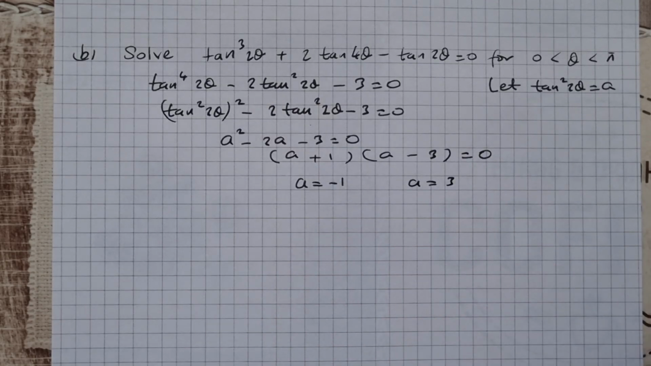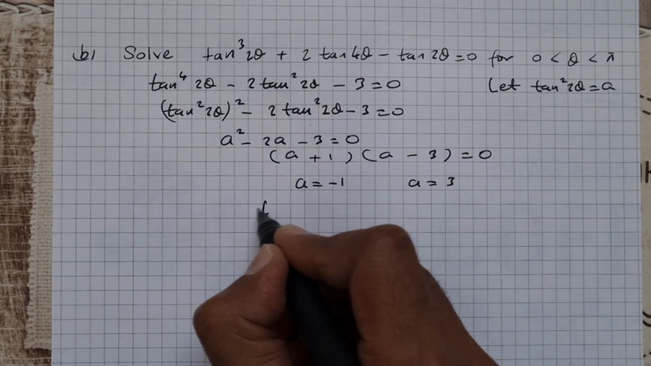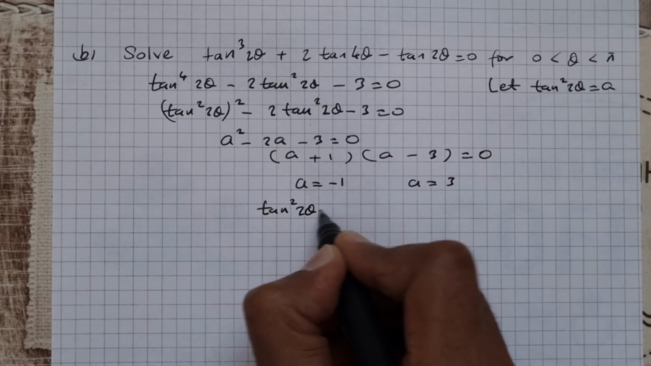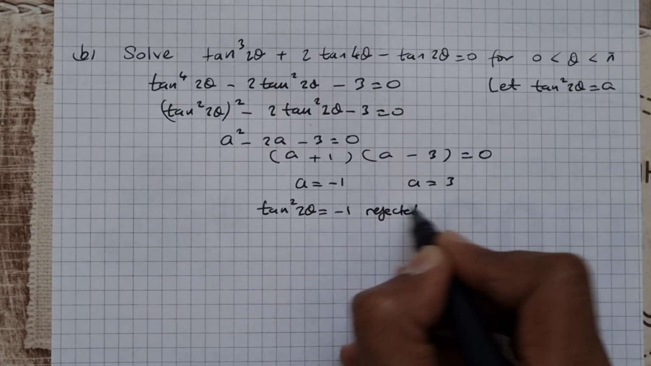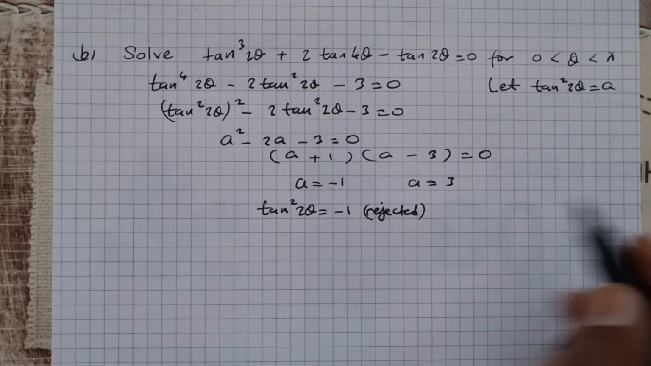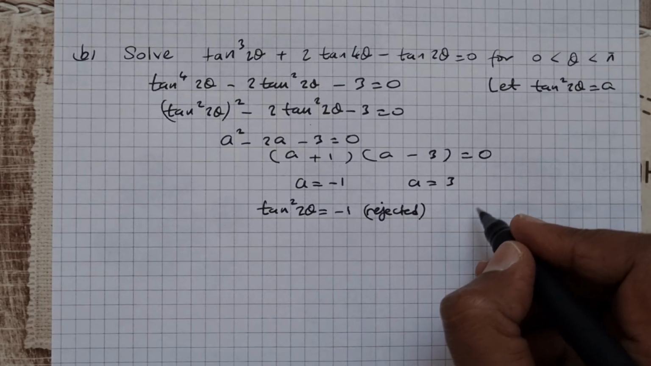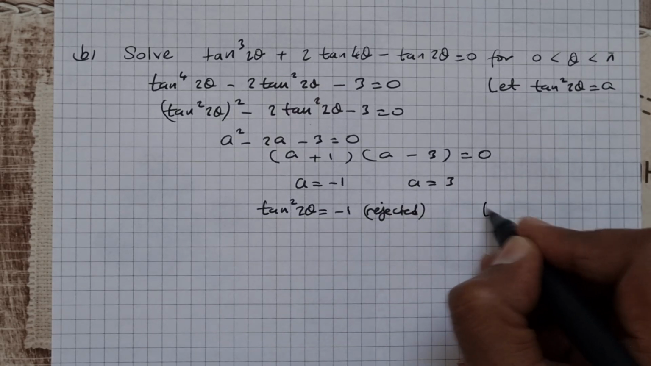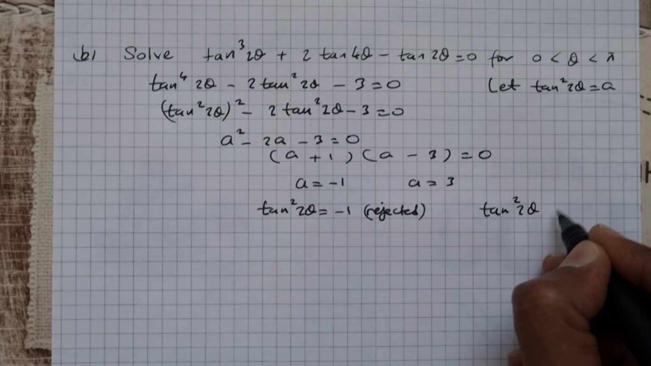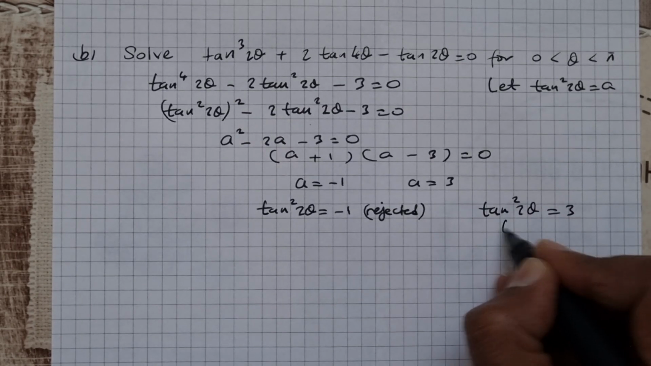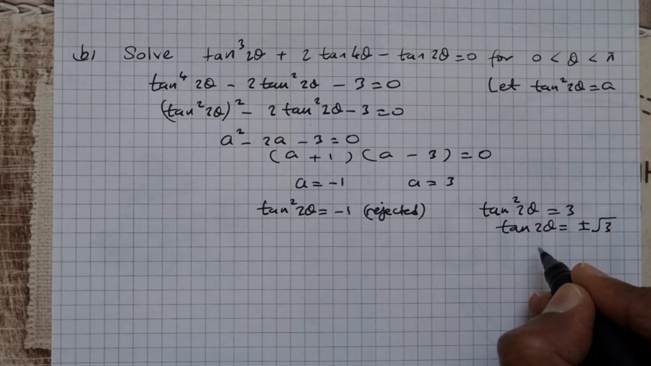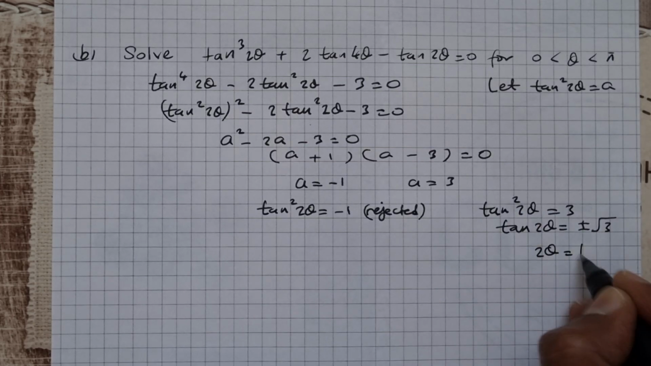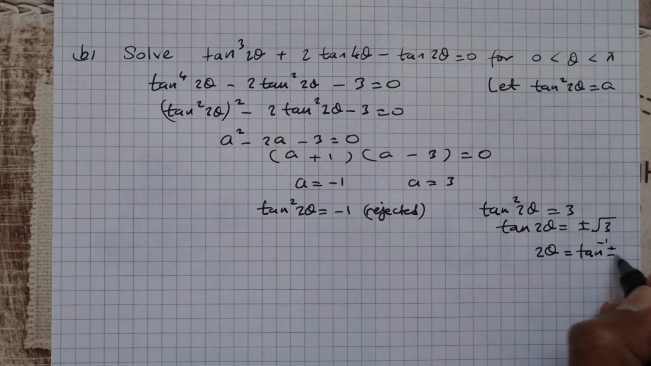Now from here we know that tan squared 2 theta is equal to a, that's minus 1. So this one is rejected because we can't have the square root of a negative number, it's a complex root. And over here I've got tan squared 2 theta is equal to 3. So what we have is tan 2 theta is equal to plus or minus root 3, and 2 theta is equal to tan inverse of plus or minus root 3.